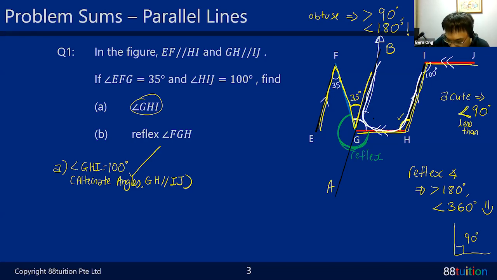So you can find this angle here. How? Just now I found this as 100 degrees already. So this one must be 80, because interior angles, face to face, must add up to 180. One entire round is 360. 360 minus 35 minus 80.